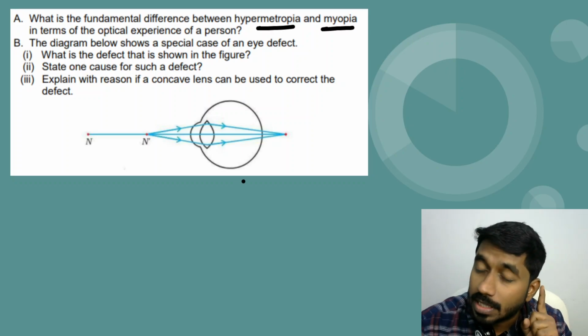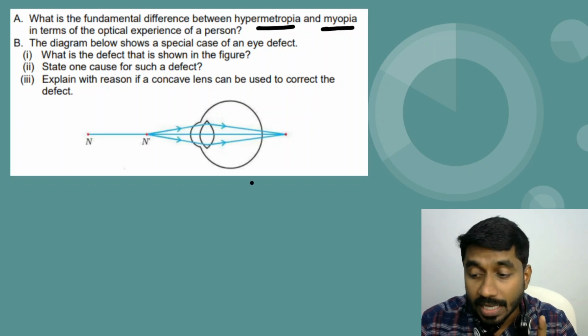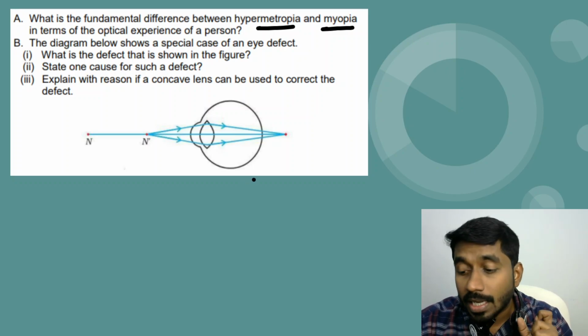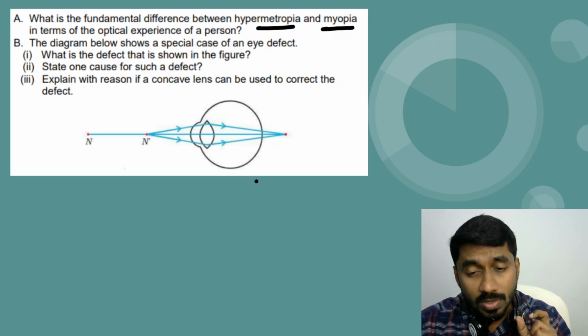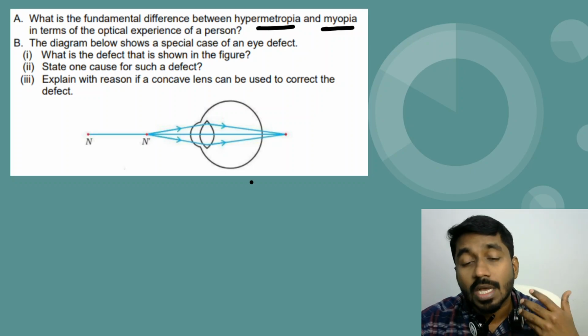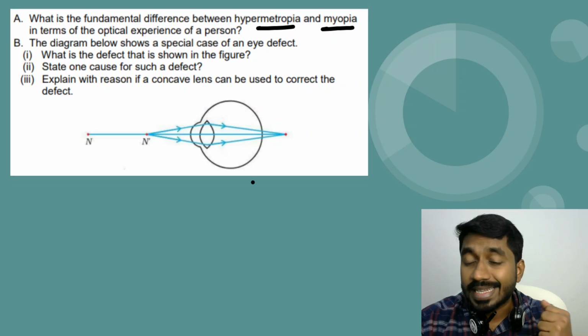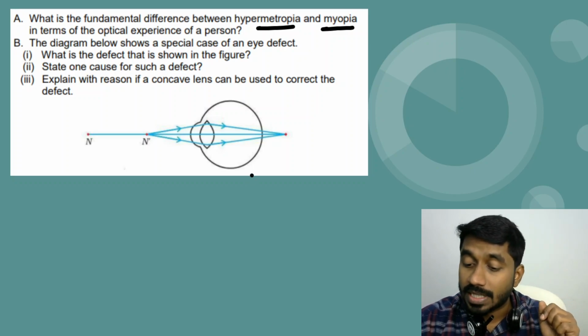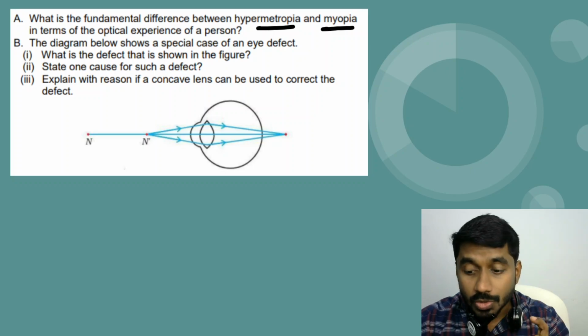Study that always. You can expect a question from that portion. What is hypermetropia and what is myopia? Myopia is short-sightedness. You can see the objects near to you, but you cannot see the far away objects. Hypermetropia, you cannot see the nearest object. You can see the far away object. And diagrams also you should study.